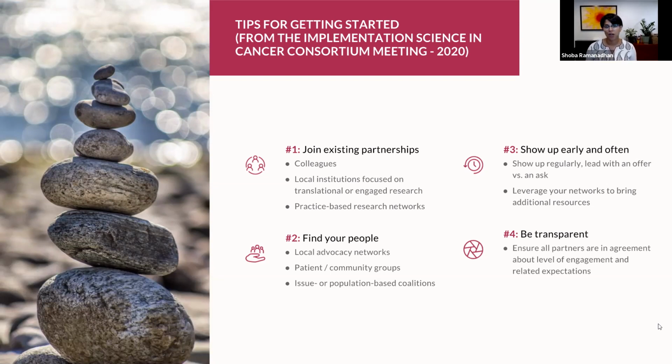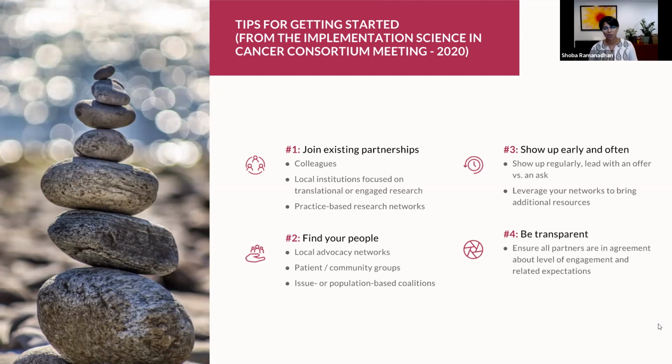Second suggestion was around where we could find our people, find our partners, find like-minded folks. So looking at local advocacy networks was a suggestion that came up, looking to patient and community groups, and issue and population-based coalitions. So again, this idea of trying to find places where the work is already underway to avoid repetition or redundancy, but also to be able to join in and serve a complementary role.